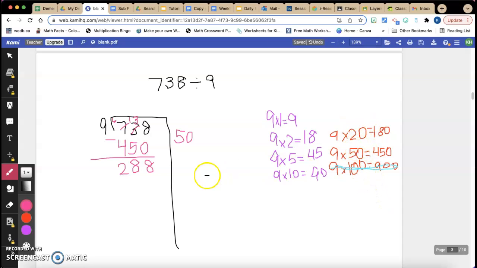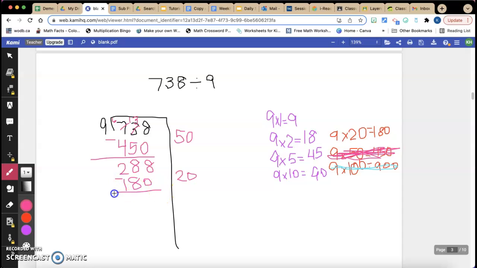All right, let's go back to our fast facts. Looking at the fast facts, am I going to be able to get 450 again? No, because it's bigger than 288. Mark through it. Goodbye. See you later. The closest I can get now is 9 times 20, and that is 180. So I had to multiply 9 by 20 to make 180.